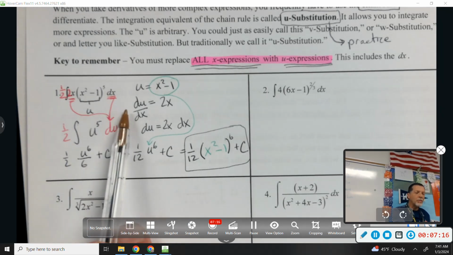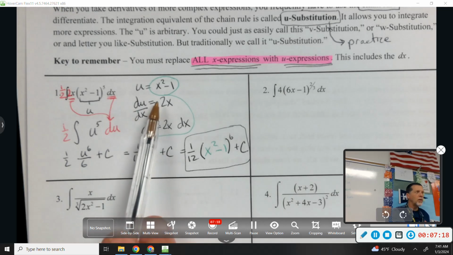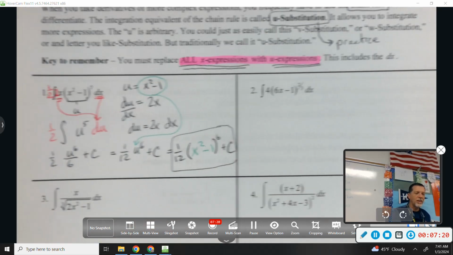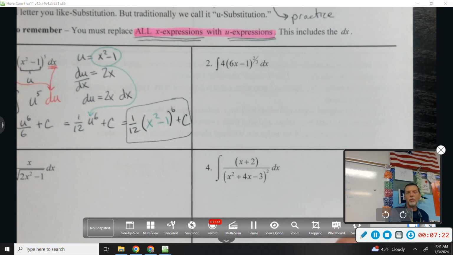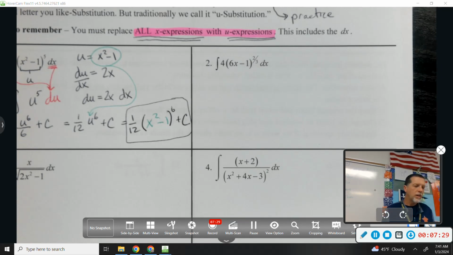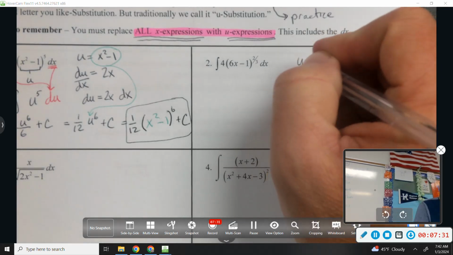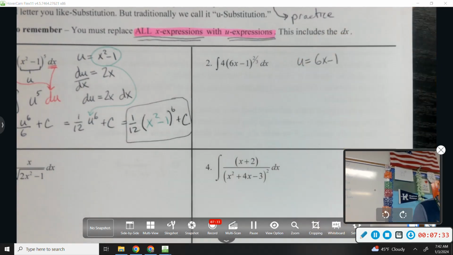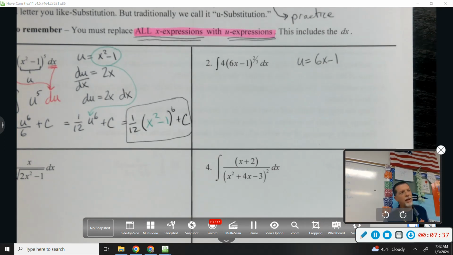The key to all these problems, though, is picking u. Picking u is the hardest part to get used to. On number 2, any guesses on what you think u should be? It's good, 6x minus 1. Another hint about u is you don't want to make it too complicated, because if you make it too complicated, then du turns into a mess.